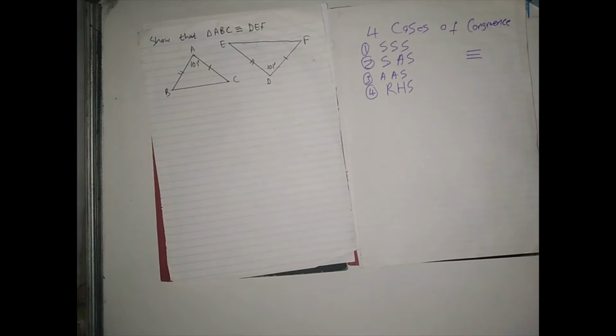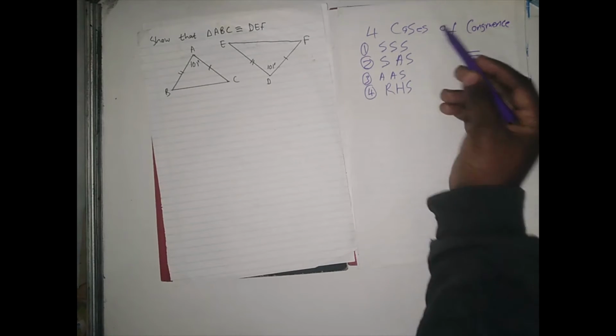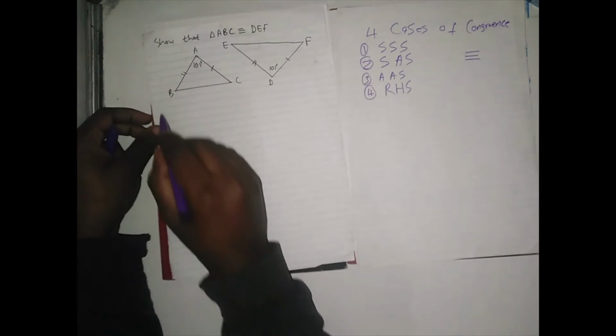We must find any 3 things that are equal, but we've got a structure that is leading us. Here is a structure, that things must be in a certain way. The earlier one, we used SSS. Now let's look at this next one. So let's just say proof.